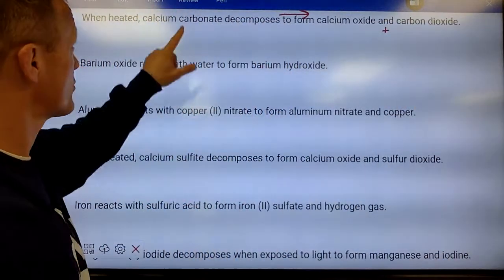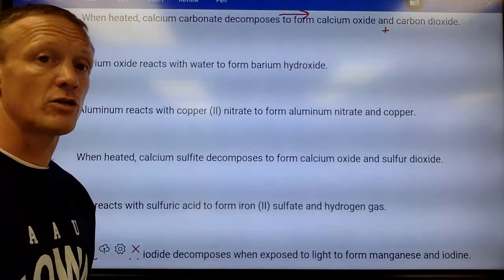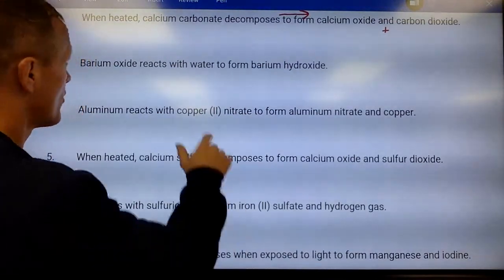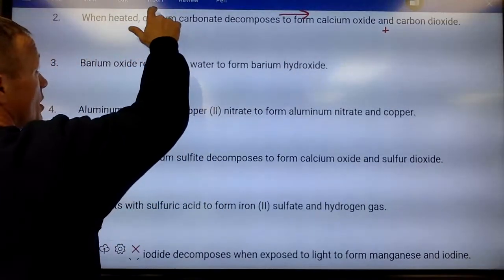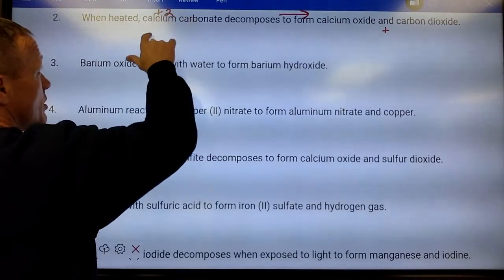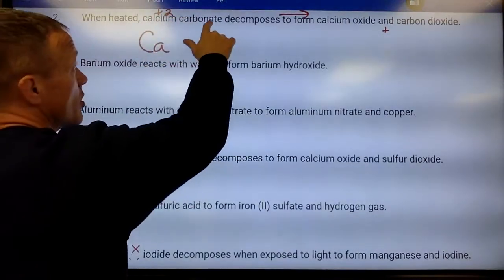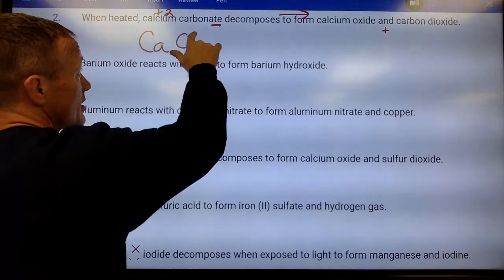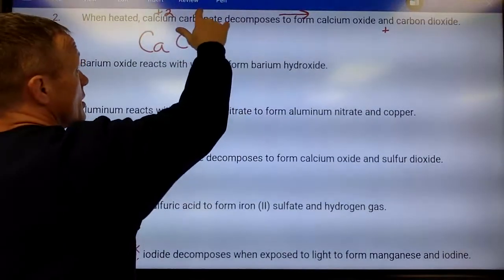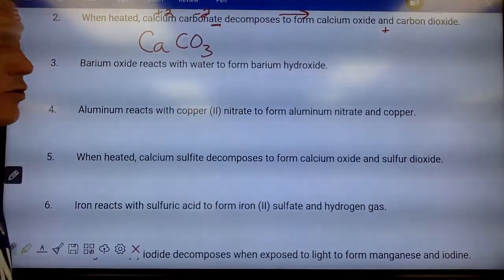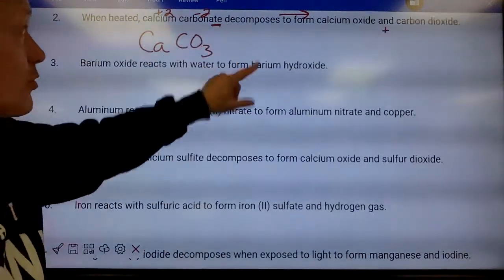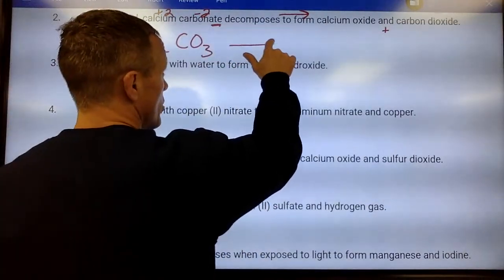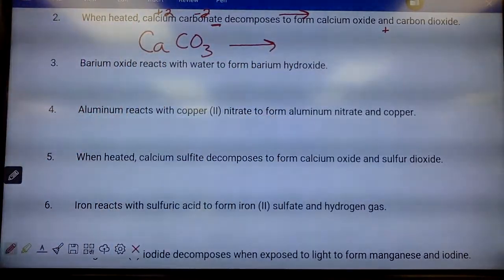First thing, you have calcium carbonate. Don't forget to look up your charges to write formulas. Find calcium on the periodic table. Calcium is a +2 charge, meaning it's got 2 valence electrons. Carbonate, on the polyatomic ions list at the bottom of your periodic table, is a -2, so those are good. Decomposes to form, so that is my arrow. That's kind of my equal sign.